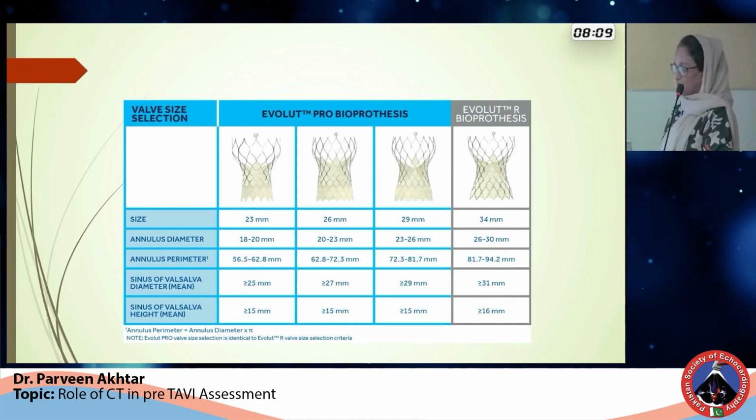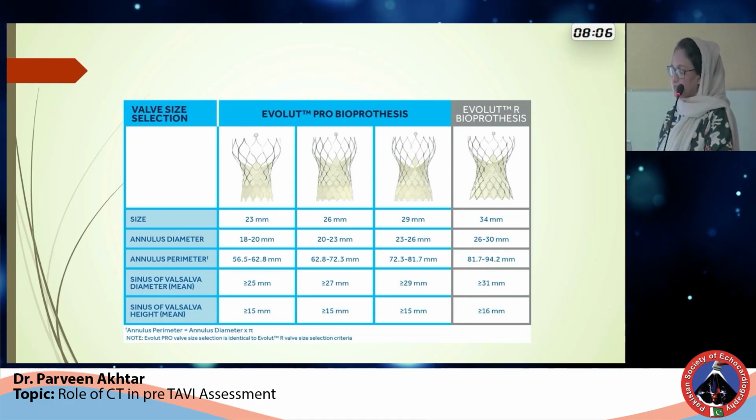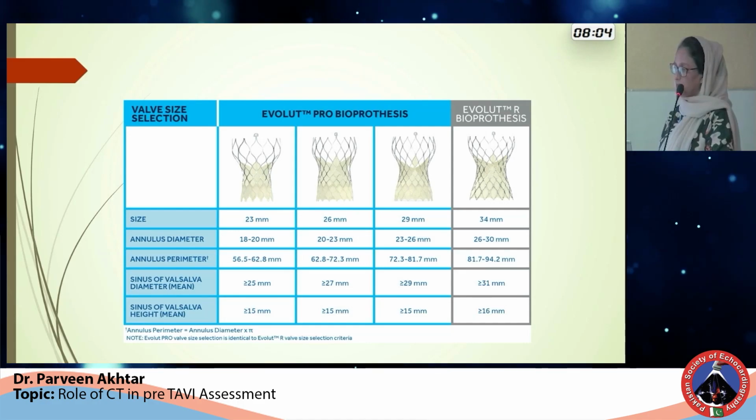This is the chart where you select the valve size according to the CT-based parameters.